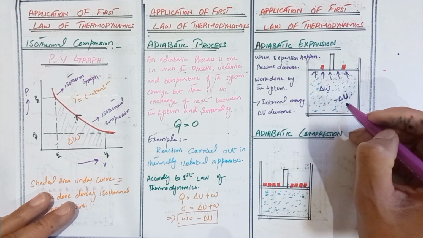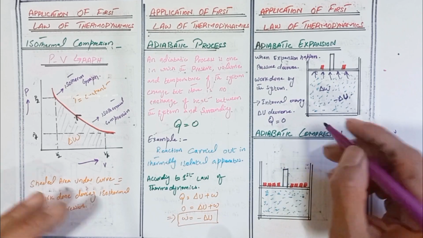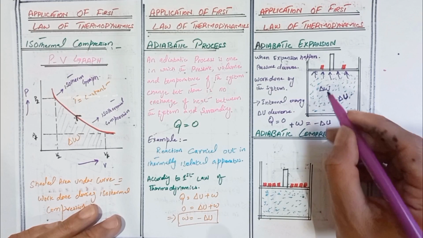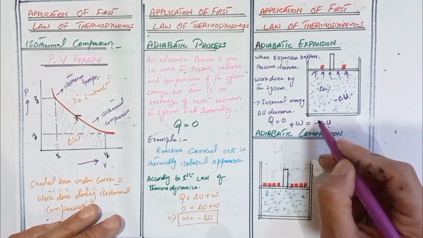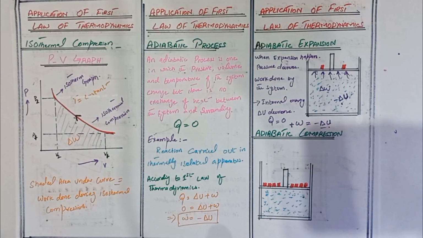So here we write that the internal energy of the gas is decreased when work is done by the system. Internal energy is decreased because no heat enters or leaves the system. Heat is equal to 0, so the equation becomes W is equal to minus delta U. Work is positive because the work is done by the system, and internal energy change is negative because the internal energy of the system is decreased, as no heat enters into the system.